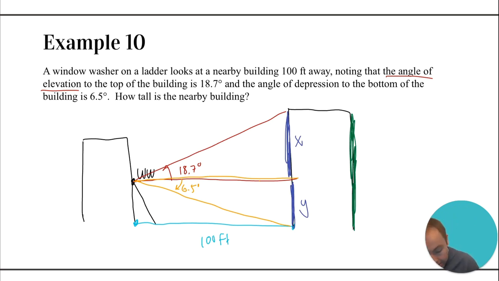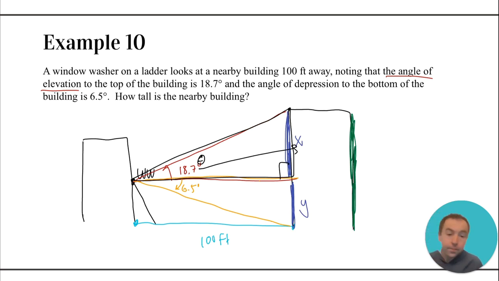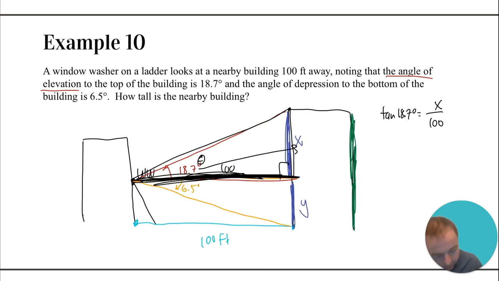So to be able to get x, we could use this right triangle that we're seeing right here. If we reference the 18.7 degree angle, we'll see that x is the opposite side. And then we also know that this distance right here, that is the adjacent side, is going to be 100 feet, because that's the distance between the buildings. So x over 100 would be the opposite over the adjacent, which would be the tangent ratio. So tangent of 18.7 degrees would equal x over 100. So x is going to be 100 times the tangent of 18.7 degrees.